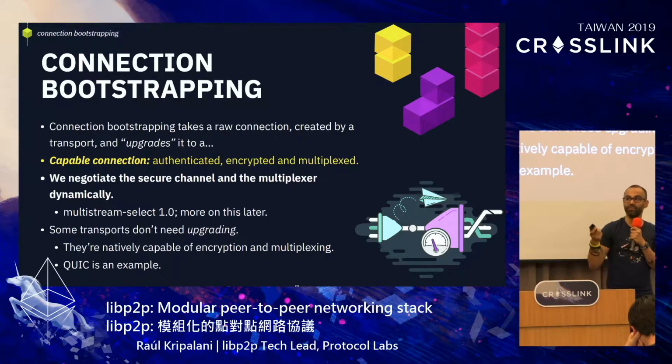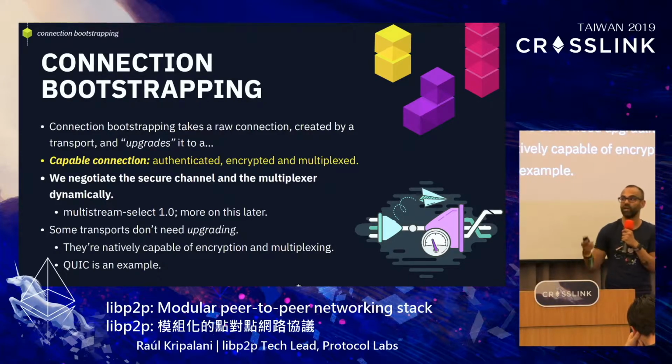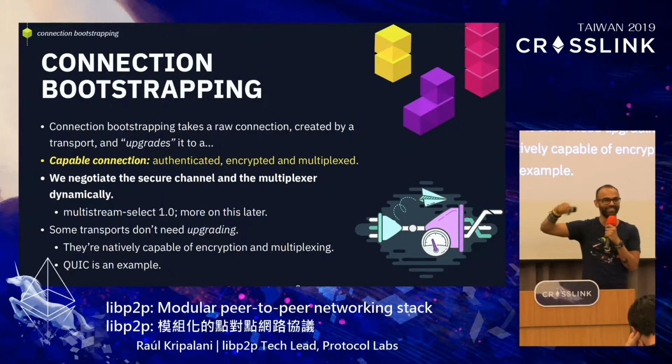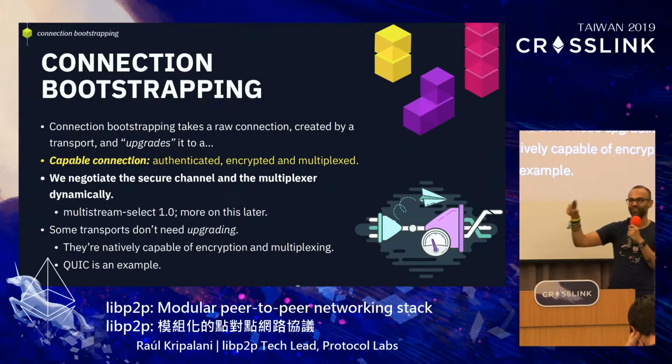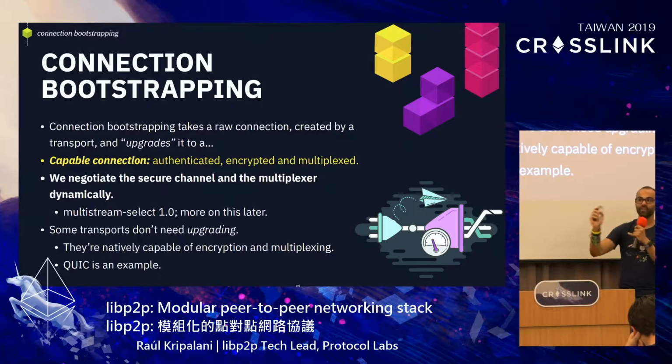Now, the way that this happens is we first use a transport, the TCP transport, to create that connection. The TCP transport gives us a raw connection, which we then upgrade into what we call a capable connection. Right? So a capable connection is one that's authenticated, encrypted, and multiplexed. We're going to talk about all of these things in a second. They might be very foreign terms for you if you haven't heard them before, but we're going to go through this. So the first thing that we do is negotiate what secure channel we're going to use with that peer, and then we negotiate a multiplexer dynamically.